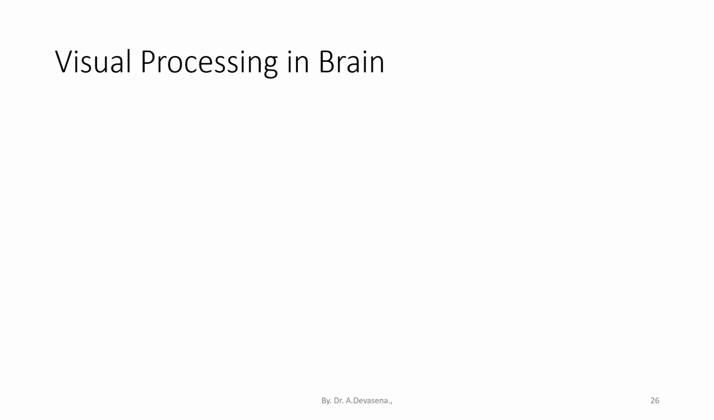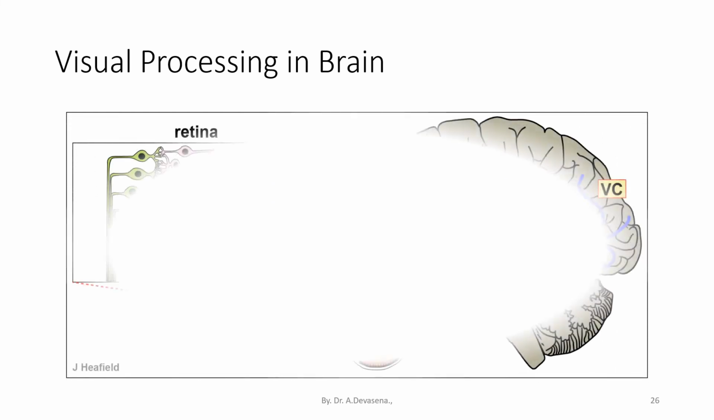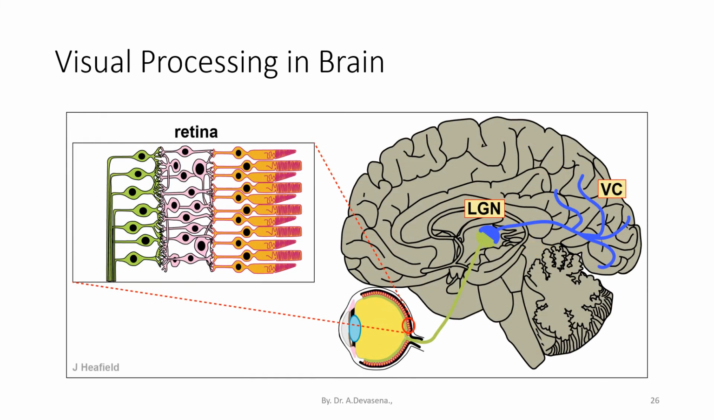Processing in brain, a small animation. This is an animation of how visual processing takes place. Light wave enters our human eye. It is being processed in the brain in the occipital lobe. This is represented here.